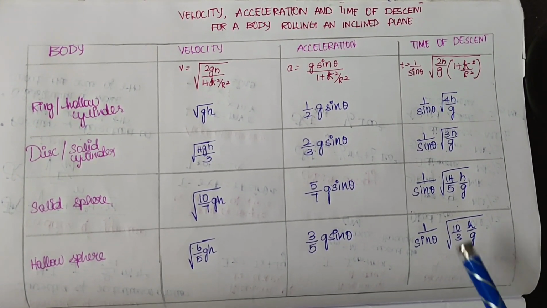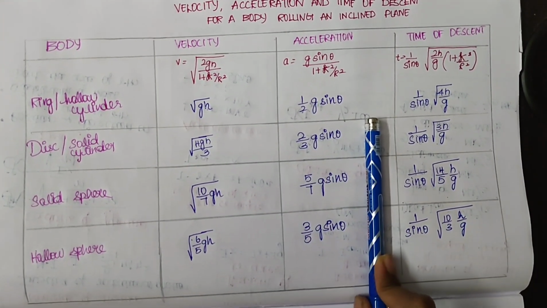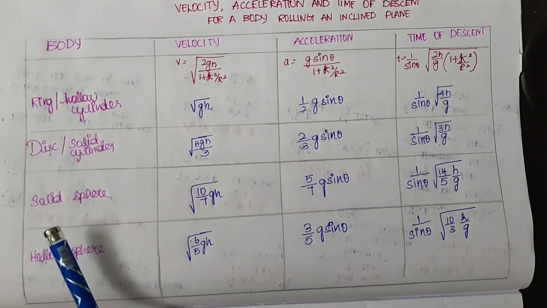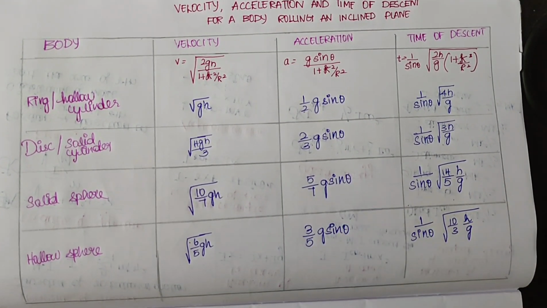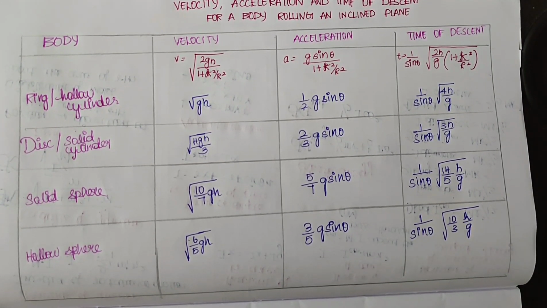So for acceleration also we will repeat again and memorize it quickly. For ring or hollow cylinder, it is 1 by 2 g sin theta. For disc or solid cylinder, it is 2 by 3 g sin theta. For solid sphere, it is 5 by 7 g sin theta. Hollow sphere, it is 3 by 5 g sin theta. Fine.